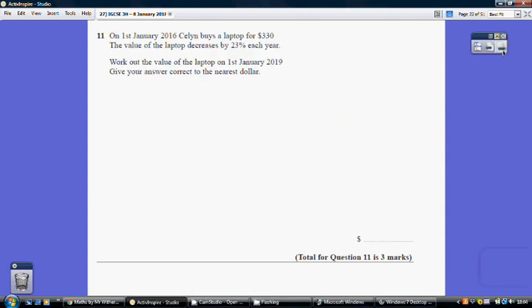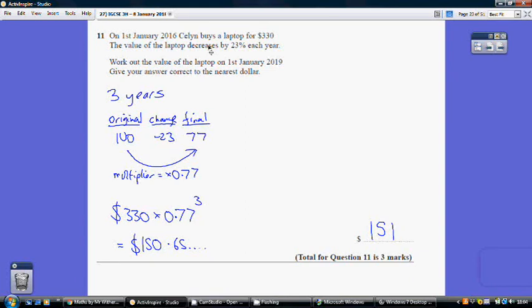Question 11. Now the laptop decreases by 23% each year. So let's kick off by finding a percentage multiplier. So if you set up the 3 columns, original, change and final, make your original price 100, so we're really working in percent. Our decrease is 23%, so we're going to minus 23. 100 minus 23 is 77. Now a multiplier is the number that when we multiply 100 by the multiplier, we need to get this 77. So our multiplier is going to be 77 divided by 100, which is 0.77.